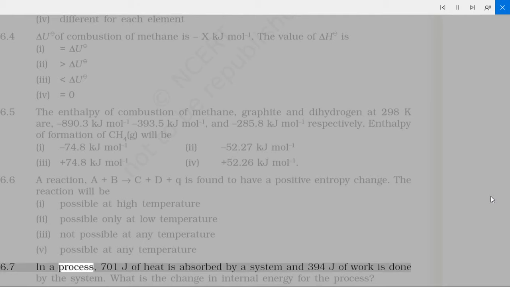6.7 In a process, 701 J of heat is absorbed by a system and 394 J of work is done by the system. What is the change in internal energy for the process?